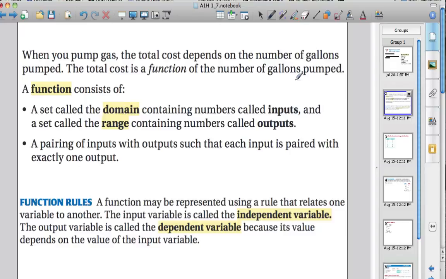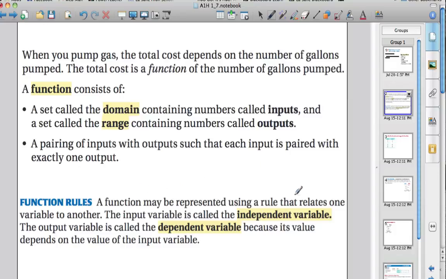If I had a 20-gallon gas tank, that domain would be between 0 and 20. I can't pump less than 0 gallons, and I can't pump more than 20, so that's what it would look like. And then the range would be the cost from 0 gallons to 20 gallons, and those would be the outputs. And then a pairing of inputs with outputs has to exist such that each input has only one output. Now, different inputs can have the same output, but one input can't have two different outputs. So we'll talk about that more as we look forward.